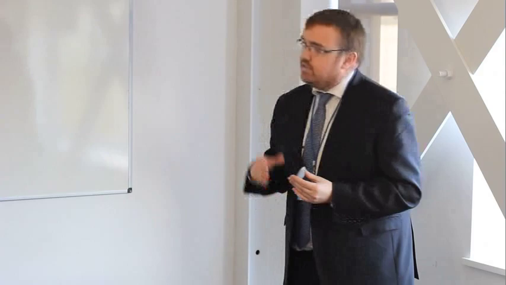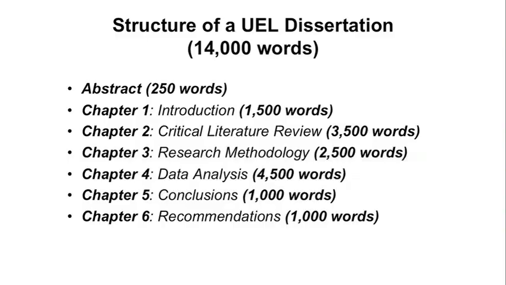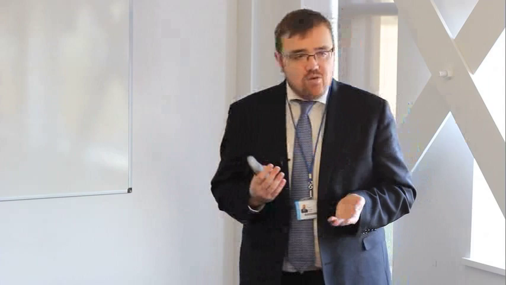The very first section of the dissertation is an abstract, and this is just a 250-word summary of the entire dissertation. Okay, so this gives us an overview of the topic, the literature that's consulted, the methodology that's employed, the key findings, and the key recommendations. So this is just a 250-word paragraph snapshot of what is required.